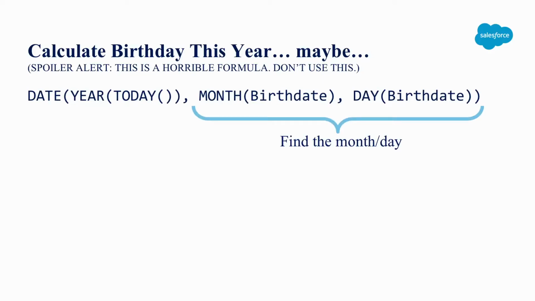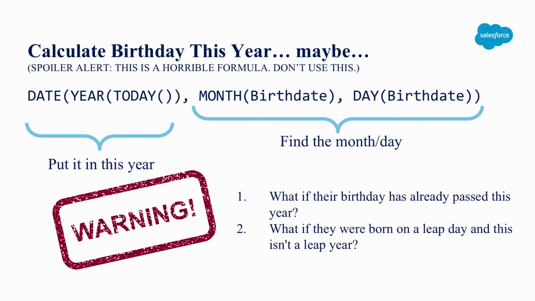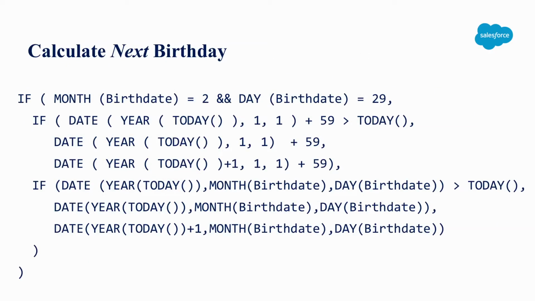You might think, okay, we just take the month and the day, and we put it into this year of today. But what if their birthday is already passed this year? Then that's an irrelevant birthday, right? And what if they were born on a leap day, and this isn't a leap year? That's going to give you a big fat error, okay? So let's think about this differently. Let's think about next birthday. That's what's relevant. I need to know when to touch this constituent, right, on their next birthday. So this one looks a lot more complicated, but we'll walk through it.